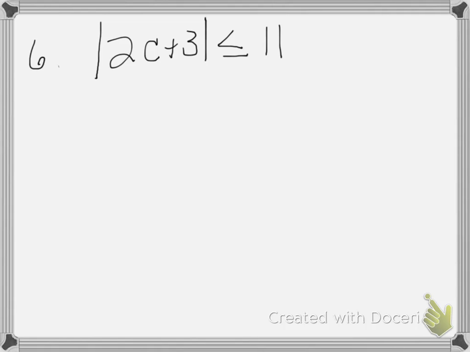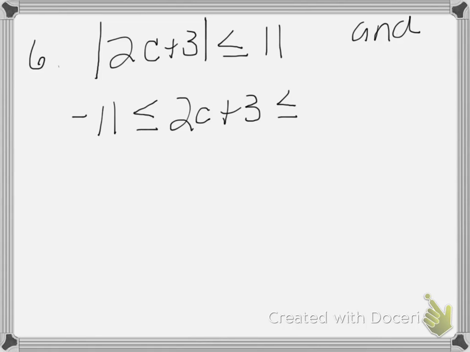Number 6, absolute value of 2x plus 3 is less than or equal to 11. Remember, less than is an and. There's two different methods you can do to solve for an and. I like to do the shortcut where I take everything out of the absolute value, put it in the middle, put less than or equal to on each side, put the negative 11 on the far left and a positive 11 on the far right.